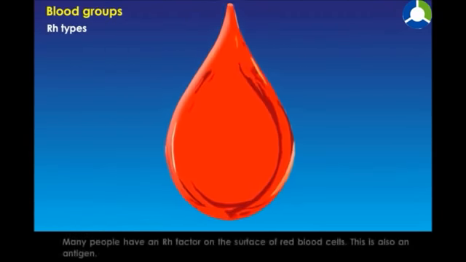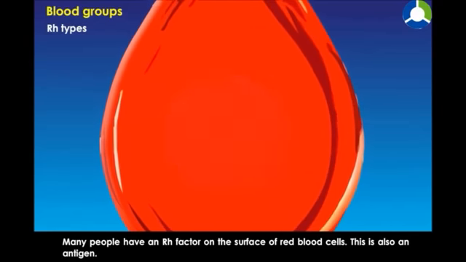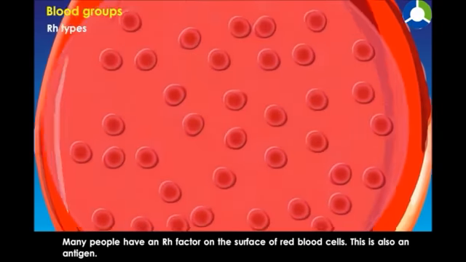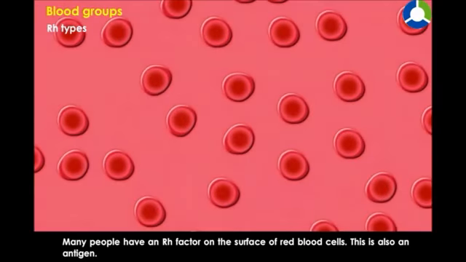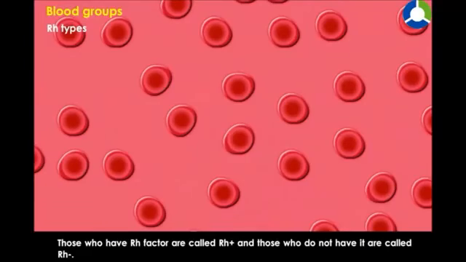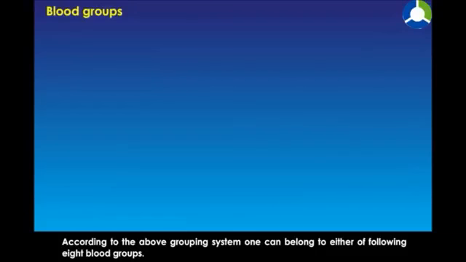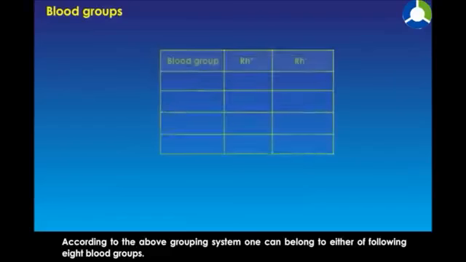RH types. Many people have a RH factor on the surface of red blood cells. This is also an antigen. Those who have RH factor are called RH positive and those who do not have it are called RH negative. According to the above grouping system, one can belong to either of the following 8 blood groups.